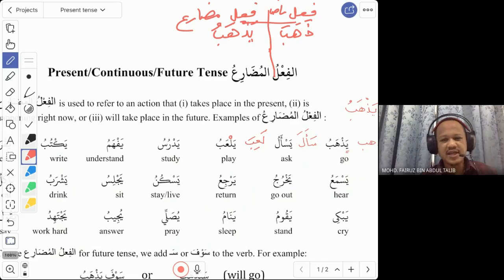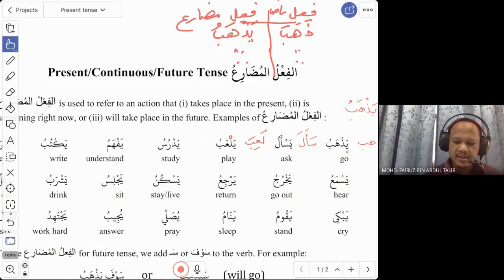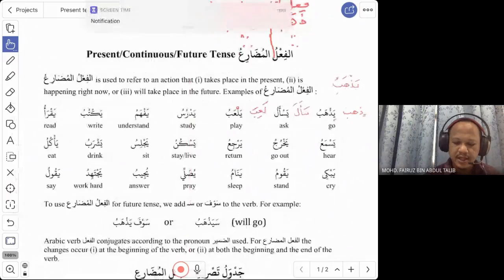So this is just like in English, you memorize. For example, you say go, went, gone, you memorize all of these verbs. It is exactly the same thing that you need to do in the Arabic language. You memorize the verbs. Yes, zahaba in the mudari or present tense, yazhabu. Sa'ala, yas'alu. So you can populate your own list. Okay, right. So this is about some of the examples of present tense.